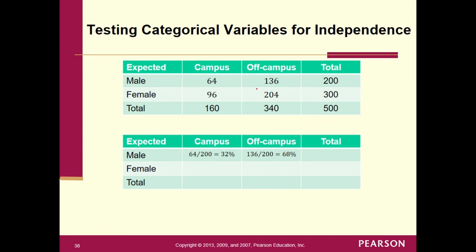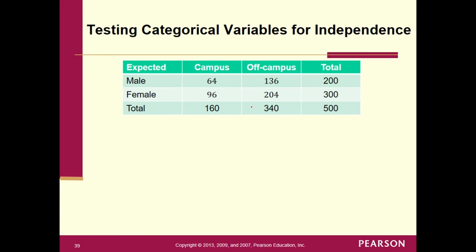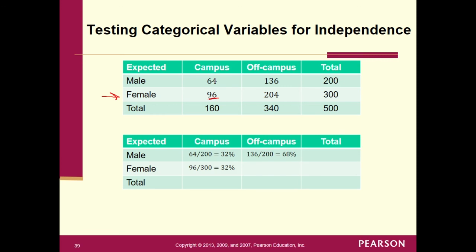Then let's do that for this one. 136 divided by 200. We get what? 68. And let's go ahead and do that for females. And this one right here. What do we get? We get 32%. And we get 68%. So notice what happened here, the expected cell counts are beginning to show you that they're all set to equal one another. 32%, 32%, 68, 68. Well, where in the heck did we get 32% and 68% from?